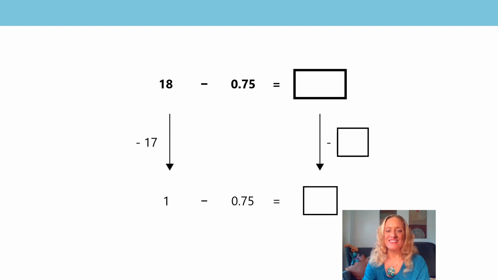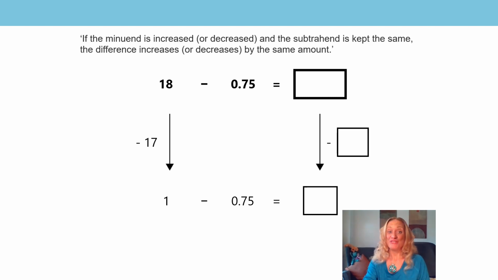And we know that the generalisation for that is that if the minuend is increased or decreased, in this case, and the subtrahend is kept the same, then the difference also decreases by the same amount. And we can see, can't we, that the difference has stayed the same. So how has that helped me solve this calculation? I have 1 subtract 0.75, don't I? Which is really easy. We looked at this in the last session, didn't we?